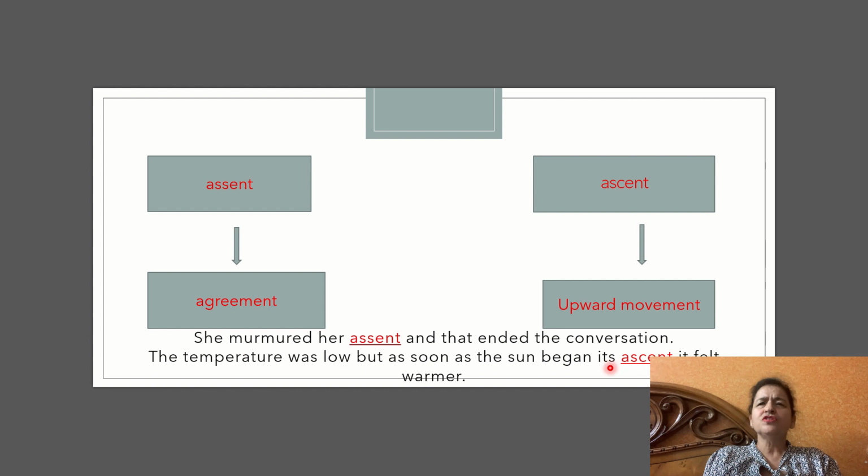The temperature was low, but as soon as the sun began to ascend, ascend means it started to rise, it became warmer, or you can also say I felt warmer. Now we come to our fourth set of words, that is bridal and bridle.